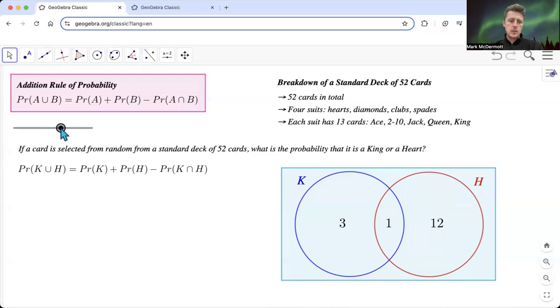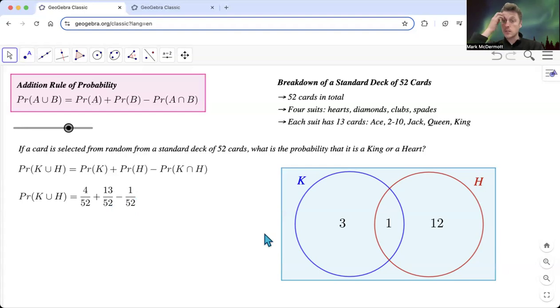So then we need to set this up as a probability now. So let's work out the probability of a king. Well, the probability of it being a king is 4 out of 52. Plus the probability of it being a heart. Well, there's 13 out of 52 hearts. Minus 1 on 52.